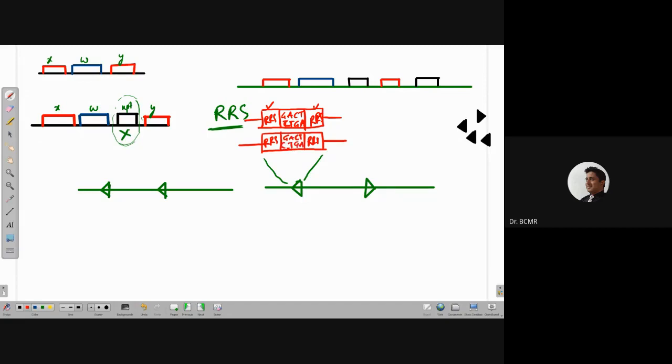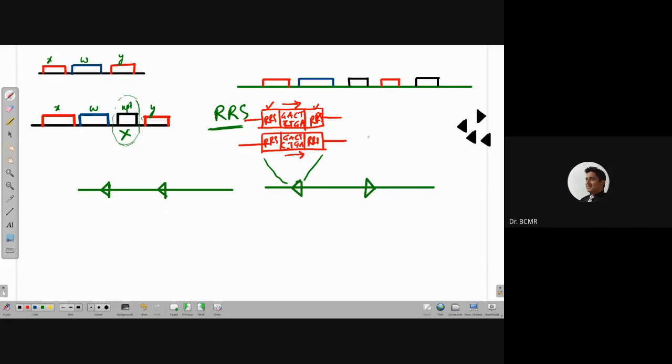AGTC. Okay, I hope you see a polarity in this direction, and this one is reading in the same direction. Just read the top strand, GACT, and read the other one in top strands, GACT. So it is like this.